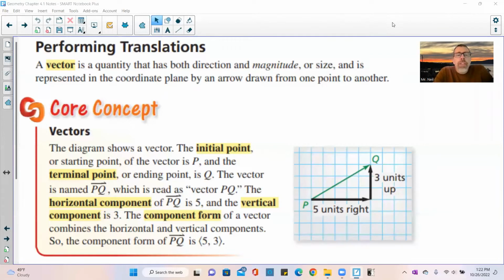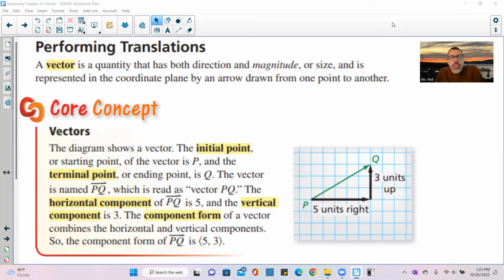Okay, so performing translations, the new definition is vector. A vector is a quantity that has both direction and magnitude, or size, and is represented in the coordinate plane by an arrow drawn from one point to another.